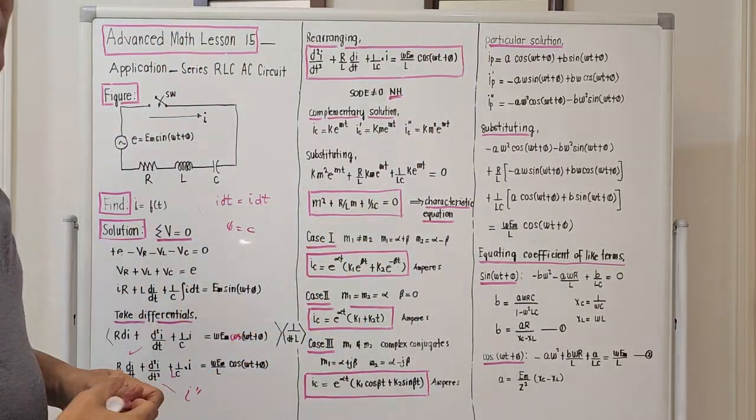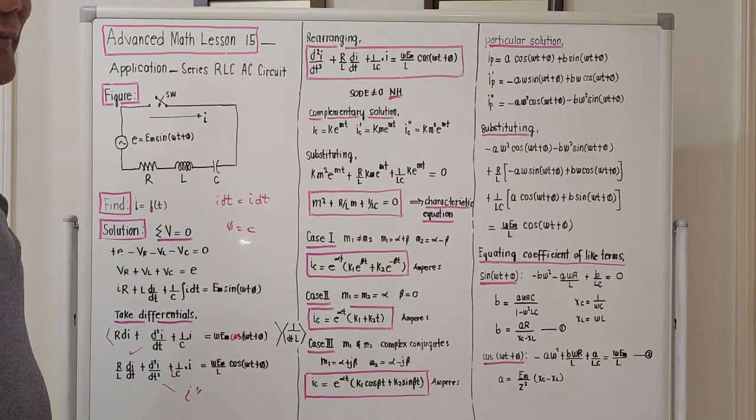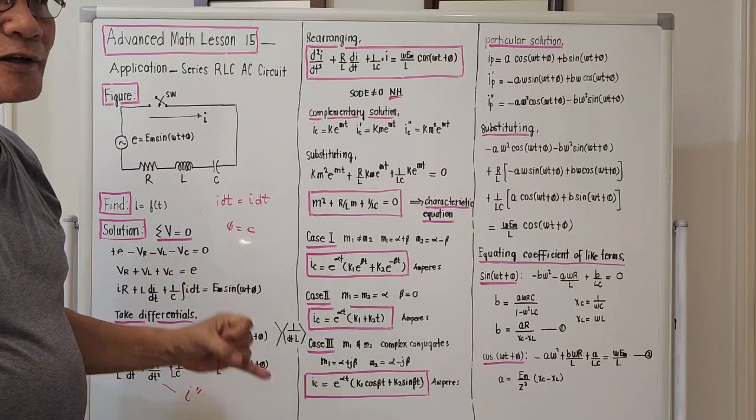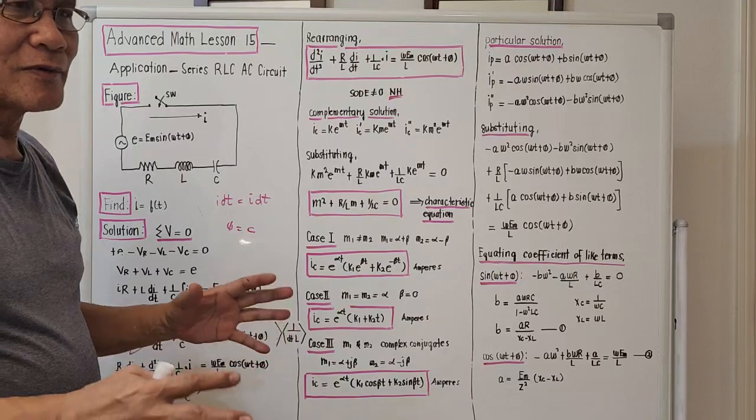So we are expecting, in the worst case, a total solution. It comprises of the so-called complementary plus the so-called particular solution. And also, there are three possible cases.